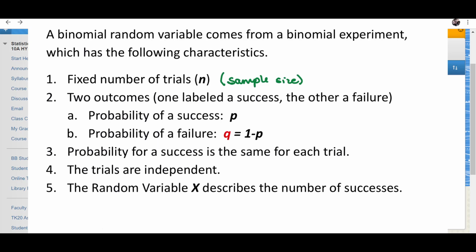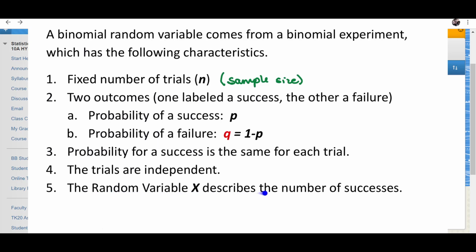So again, 2 outcomes. One is labeled a success, one is a failure. And you can group outcomes together. Like if you had M&Ms, you could say getting a blue or a green M&M would be a success and any other color would be a failure. So even if there are more than 2 total outcomes, you can group outcomes together. Third, the probability of a success is the same for each trial. So it doesn't change every time you do another trial. And fourth, all the trials are independent of one another. So whatever happens in one trial shouldn't affect the probability of a success occurring in another trial.